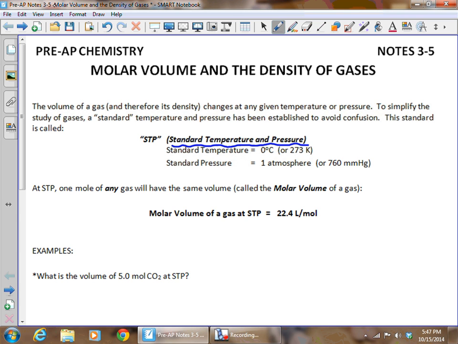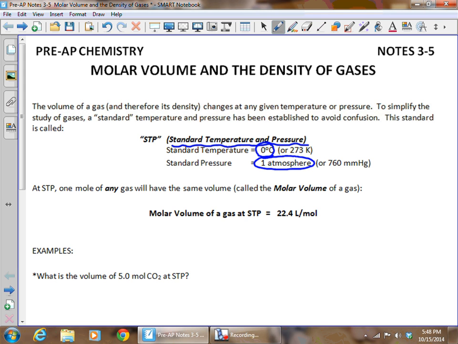Standard temperature is 0 degrees Celsius. Standard pressure is 1 atmosphere. It's the amount of pressure, air pressure, that exists at sea level, and we call that 1 atmosphere. So under these standard conditions, STP, 1 mole of any gas will have the same volume.